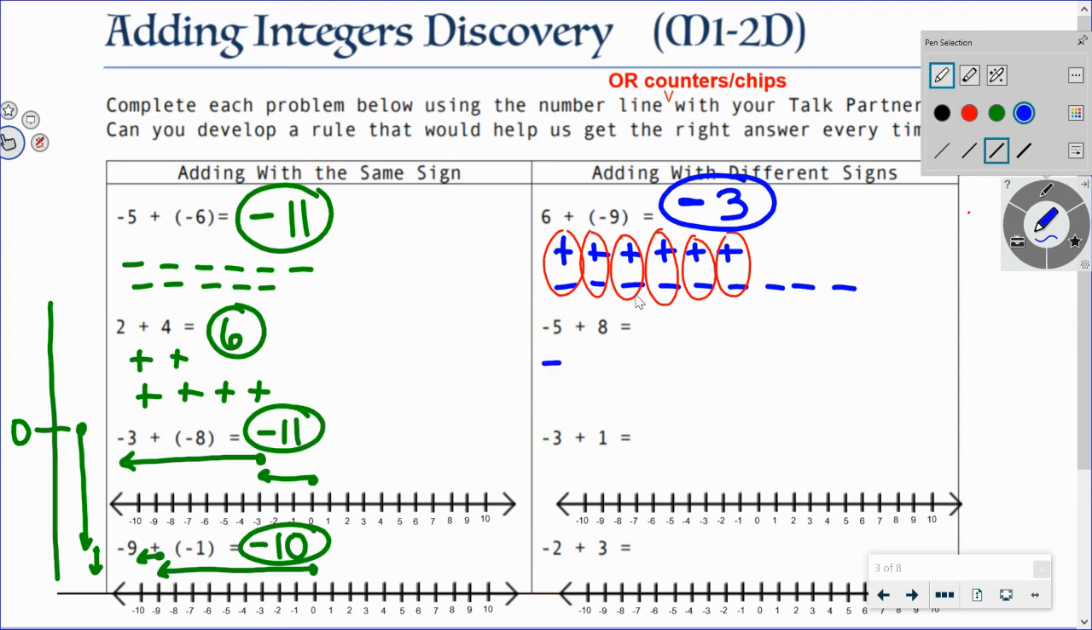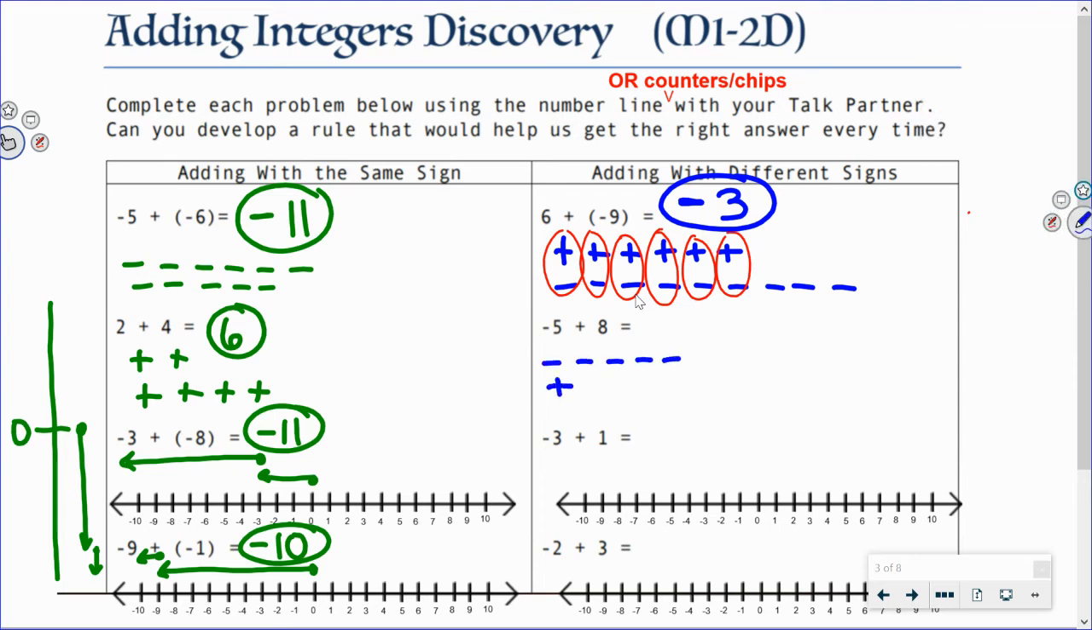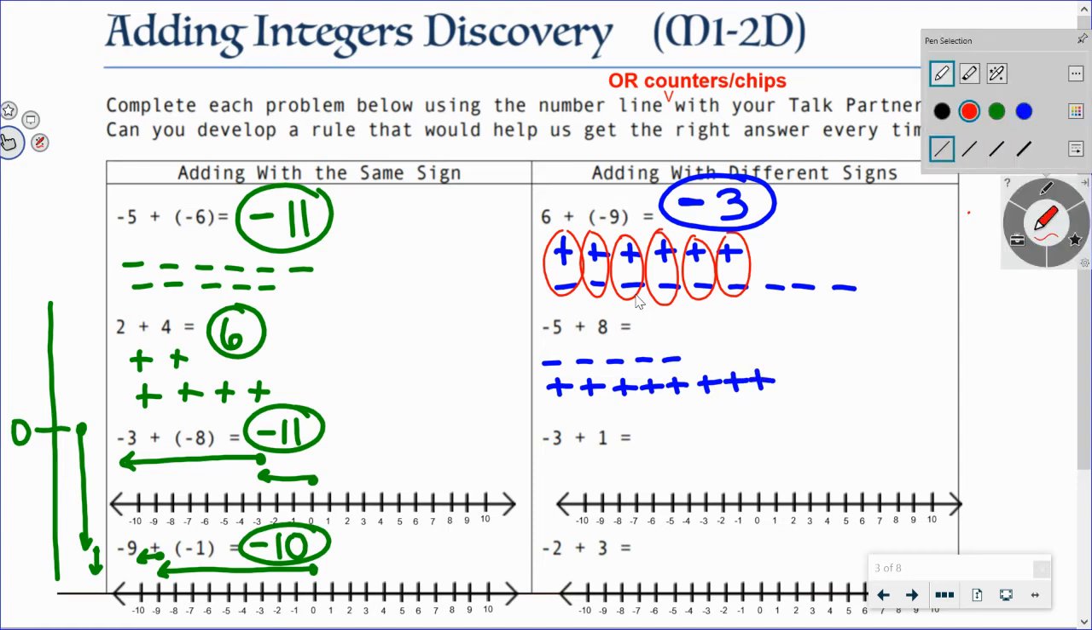Doing the same with -5 plus +8. And again, we see some 0 pairs. Let's go ahead and get rid of those fellas, leaving us with a positive, but this time it's a +3.